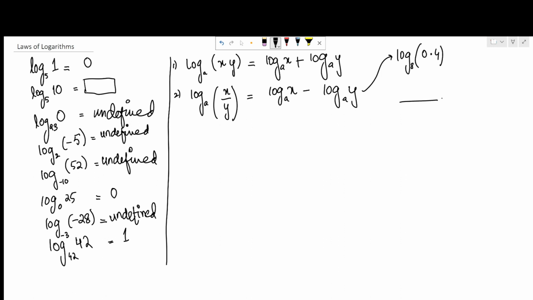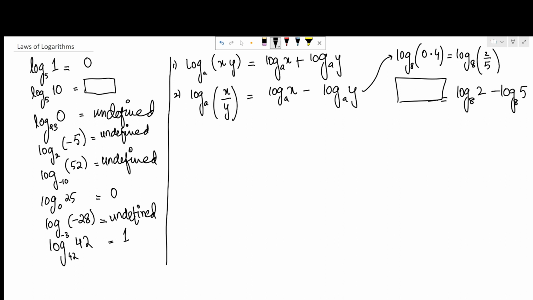So calculate the value of log of 0.4 to the base 8, and you can also write 0.4 as 4 over 10 or 2 over 5, whichever you want. Both ways you'll get the same answer. So let's say 2 over 5, and then according to the property, it should be this with the common base, which is 8. So I want you to see if left and right side both are equal.